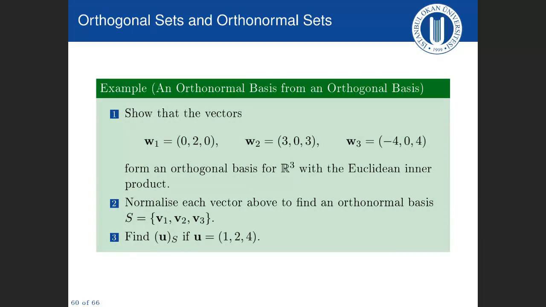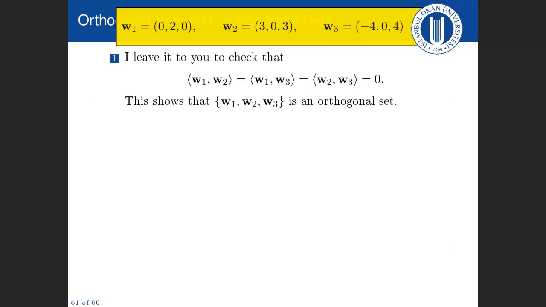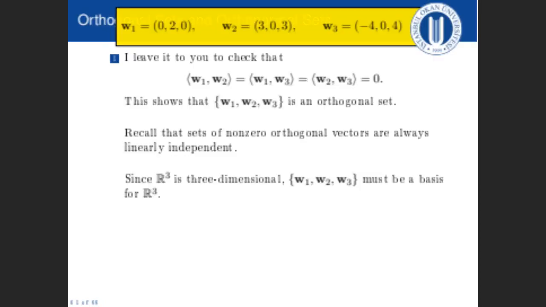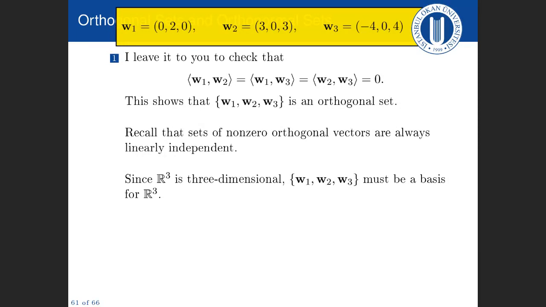So, step 1, show that these vectors form an orthogonal basis. Actually, I'm going to leave it for you to check that if we take any two of these vectors and calculate that inner product, we get the number 0. This proves that this is an orthogonal set. But every orthogonal set of non-zero vectors is also a linearly independent set. And if we have a linearly independent set of 3 vectors in a 3-dimensional vector space, then we must also have a basis. So that's part 1 finished.